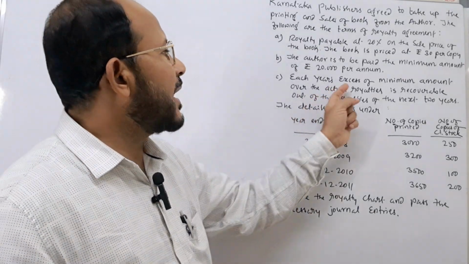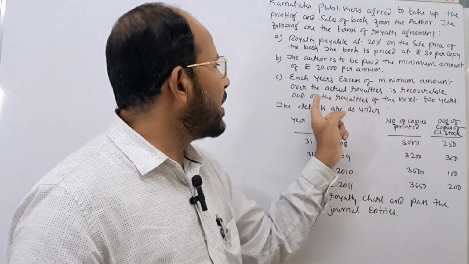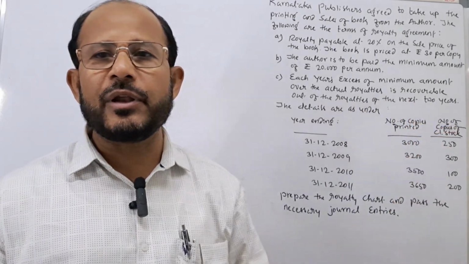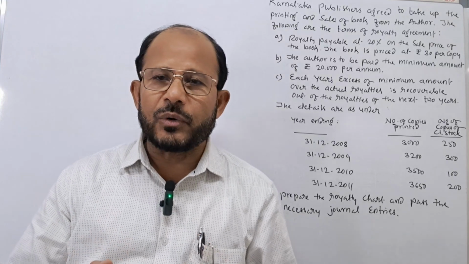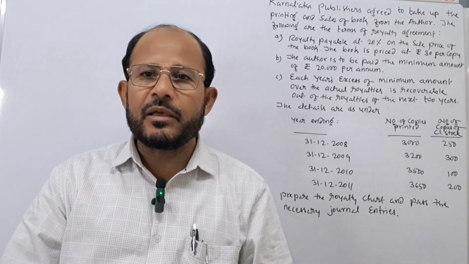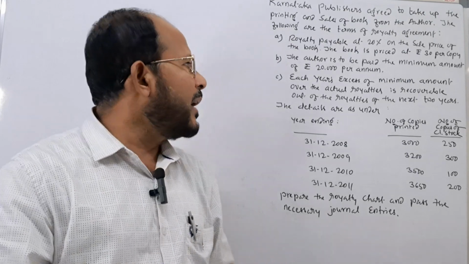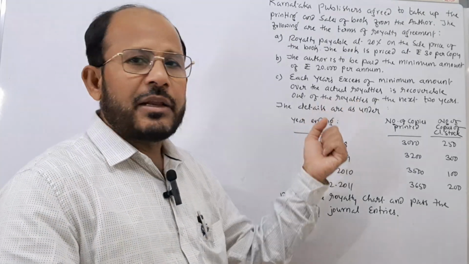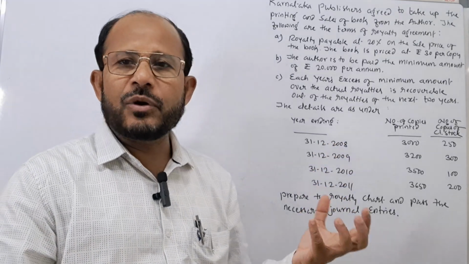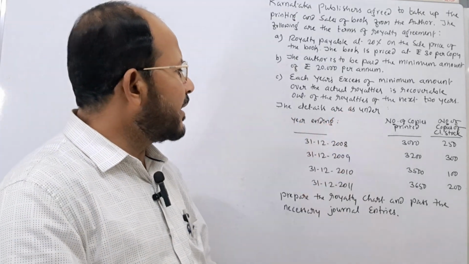Next one is, each year's excess of minimum amount over the actual royalties is recoverable out of the royalties of the next 2 years. This is the information given about the recovery of short workings. If there is a short working in one particular year, in order to recover that short working, the next 2 years' time is given to the publishers. That is why the publishers can recover the short workings of the earlier years out of the excess royalties in the next 2 years. The details are as under.